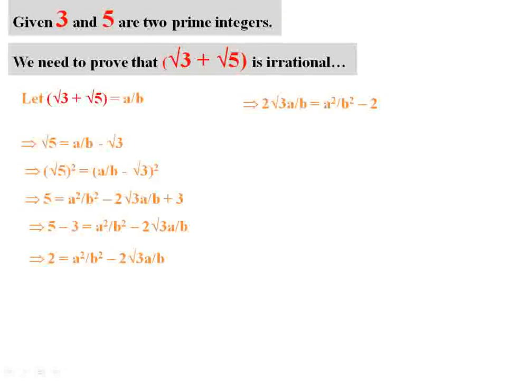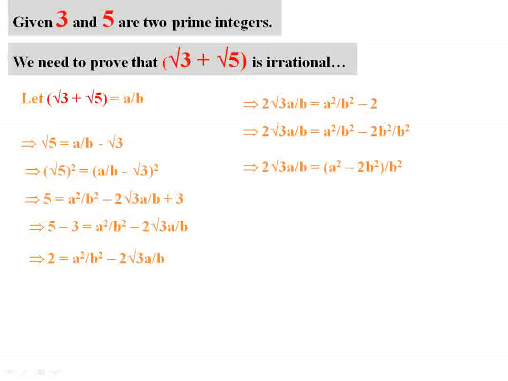So 2 root 3 a by b is equal to a square by b square minus 2. Multiply and divide the term minus 2 by b square so that the denominator is same, and we can add a square and minus 2b square to get 2 root 3 a by b is equal to a square minus 2b square the whole divided by b square. Taking 2a by b to the other side by cross multiplying, we'll get root 3 is equal to a square minus 2b square divided by 2ab.